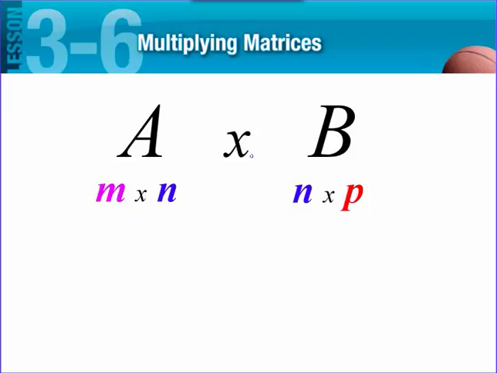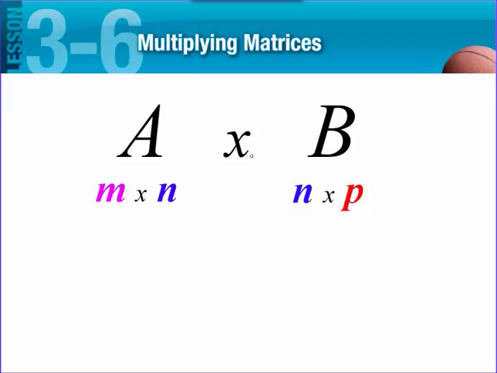Now when we added or subtracted matrices, what did we need to check in order to see if we could add them together? They were the same dimensions. Now with multiplying matrices, they don't have to be the same dimensions. They've actually got to be something a little different.